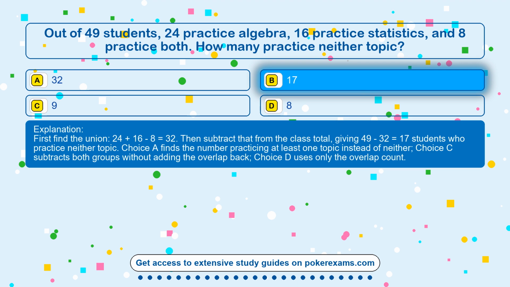First find the union, 24 plus 16 minus 8 equals 32. Then subtract that from the class total, giving 49 minus 32 equals 17 students who practice neither topic. Choice A finds the number practicing at least one topic instead of neither, choice C subtracts both groups without adding the overlap back, choice D uses only the overlap count.